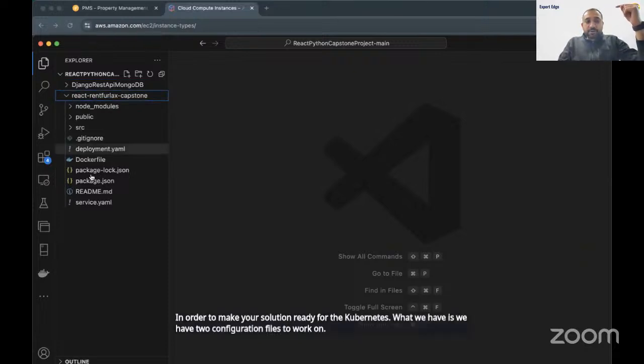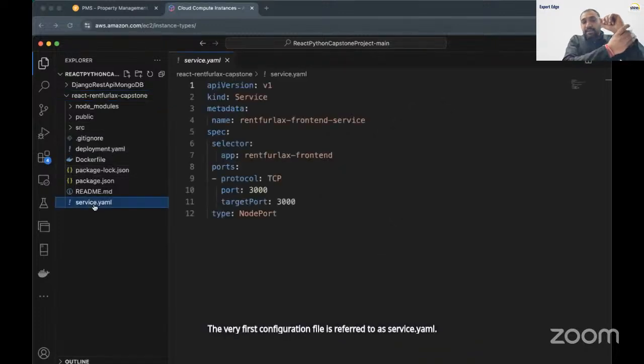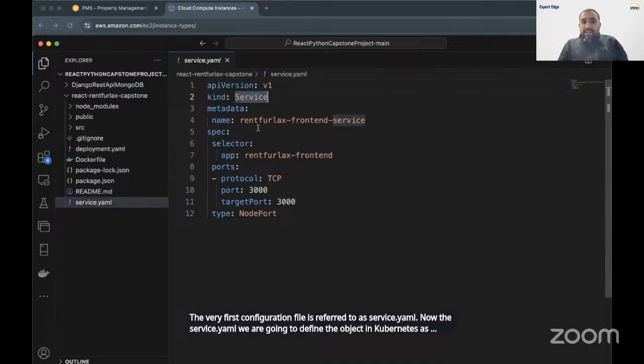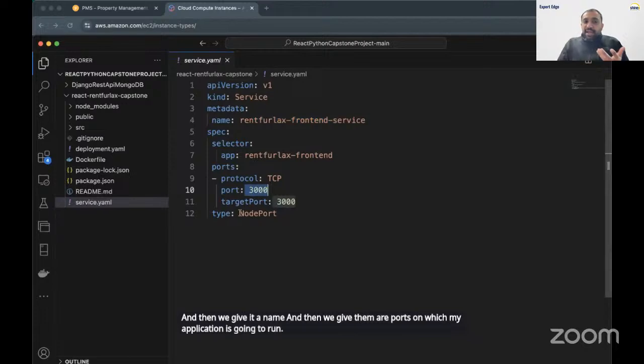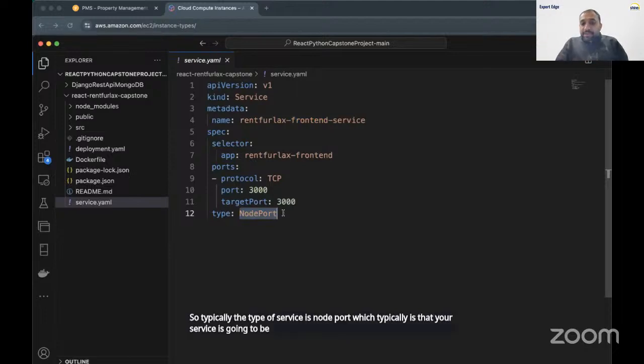The very first configuration file is referred to as service.yaml. Now the service.yaml, we are going to define the object in Kubernetes as service, and then we give it a name, and then we give our ports on which my application is going to run. So typically the type of service is NodePort, which typically is that your service is going to be giving you an access to the application on this particular port number 3000.